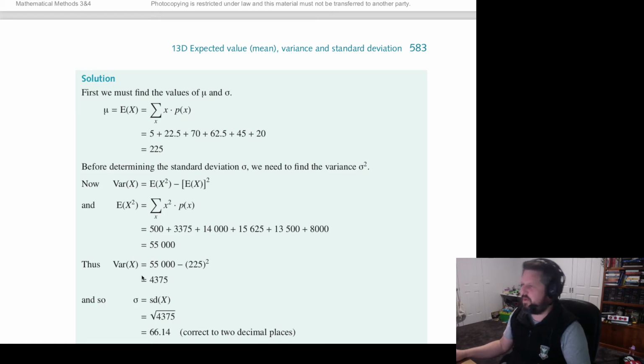Cool, so we've got the variance. Remember, once you've got the variance, you can then go and get the standard deviation by taking the square root of that. So the square root of, obviously, 4,375 is 66.14. That is the standard deviation. Cool, so we've got these things now.